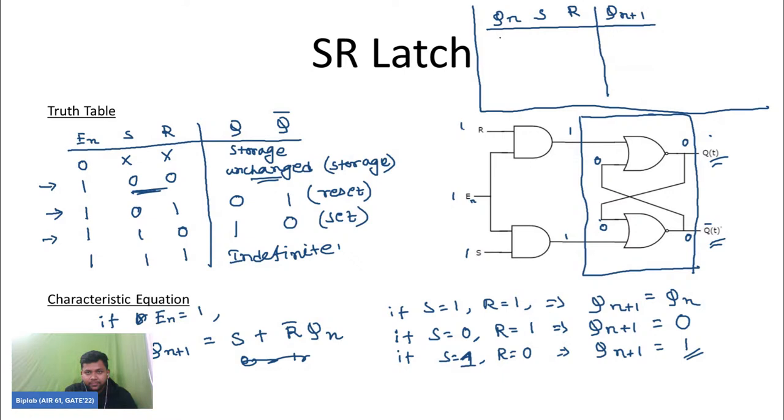So try out the 8 possible combinations, that is 0 0 0, 0 0 1, 0 1 0, and so on. Now look at this. When SR is 0, 0, what happens? The previous output remains the same. What is the previous output? It was 0, so it will remain the same. When SR is 0, 1, then Qn plus 1 is 0. When SR is 1, 0, then Qn plus 1 is 1. When SR is 1, 1, then this is a don't care state, because we don't take it into count. Then we have 0, 0, that means storage, that means the previous output. What was the previous output? That was 1.